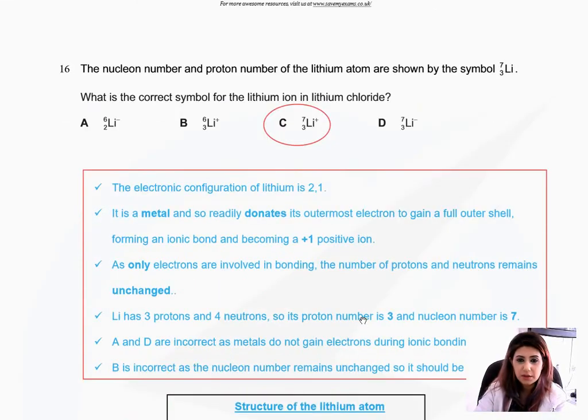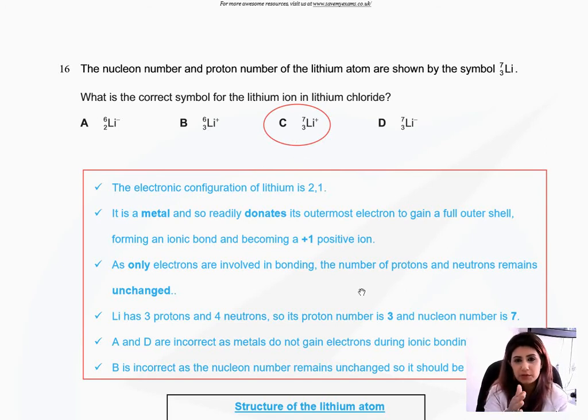16. Correct symbol of lithium ion in lithium chloride. So the ion will be based on your periodic table. Group 1 is +1, group 2 is +2, group 3 is +3, and so on. And lithium is in group 1, so it will be Li+. Now, we have between B and C. Now, this number does not change. 73 does not change. But then it will be C.